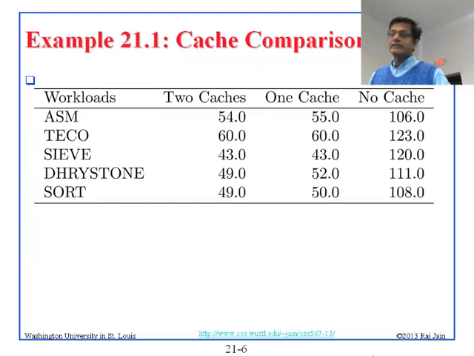Now, an example will make it clear. We have this example with 2 cache, 1 cache, no cache. These are the workloads, and this is the performance. It doesn't say what performance it is, so let's just go along with that. Anyway, these are the numbers for the performance. This factor has 5 levels, and this factor has 3 levels. 3 by 5.